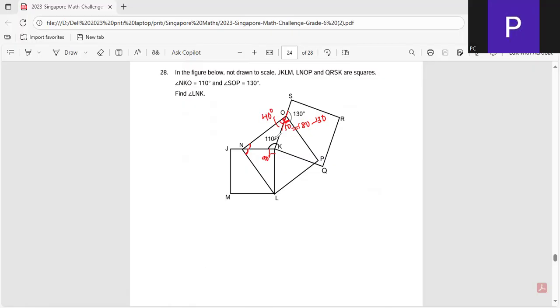Correct. Now, if this is 40 and this is 110, we use the angle sum property to do this, which is 150. So this becomes 30 degrees. Now, if this is 30 degrees, this angle is also 90 degrees because they are part of a square. So this one will be 90 minus 30, which is 60 degrees. So what is the angle LNK? It is 60 degrees.